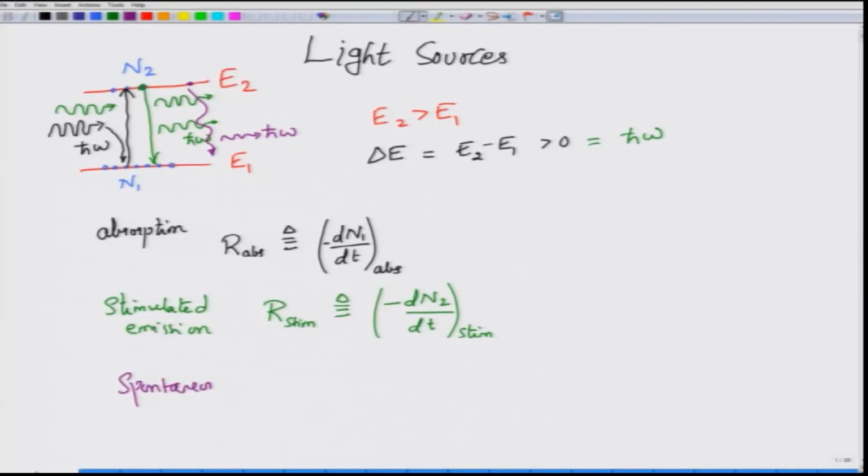So, we can write down what happens with the spontaneous emission, denote it as R_spont, which is again by definition the rate of change of density in level 2, but this rate of change is different from the stimulated emission. So, this is spontaneous. Okay.